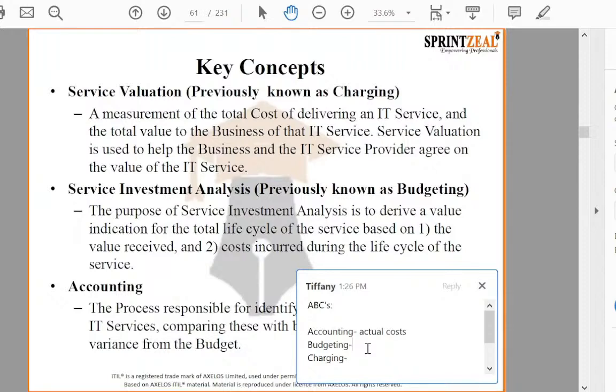Have you ever watched Shark Tank? Okay, so often they always ask, what is your company valuation? What is the valuation of this company? And they'll come up with some number and they say, well, how did you reach that? How did you calculate that? It's the same concept here. It's taking the total cost of delivering that IT service, the total cost for your business on the business side, and putting all of those numbers together to say, hey, here's a service valuation.